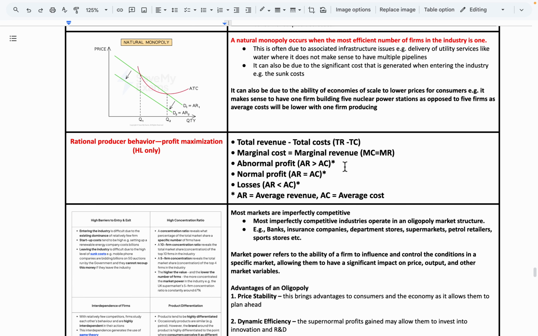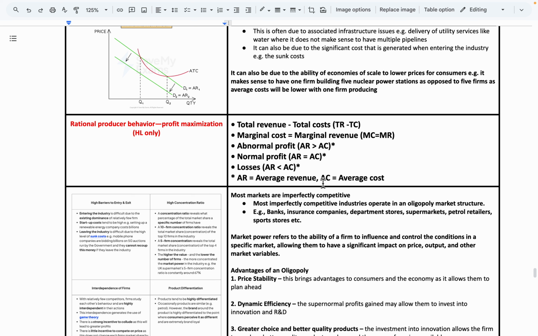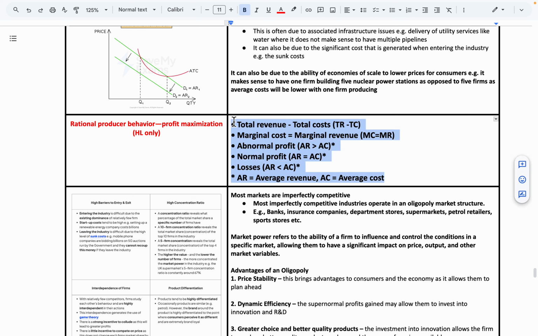And now let's talk about natural monopoly. So this occurs when the most efficient number of firms in the industry is one. This is usually like railway, train station kind of deals. So it uses its ability of economies of scale to lower prices for consumers. It makes sense to have one firm building 5 nuclear power stations as opposed to 5 firms, as average cost will be lower than with one firm producing. That's why like railway stations and whatnot. Okay, now you could look at this to just memorize.